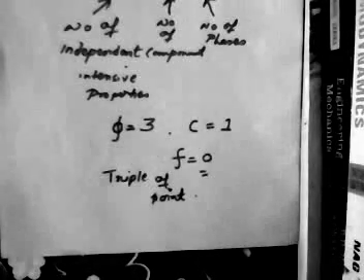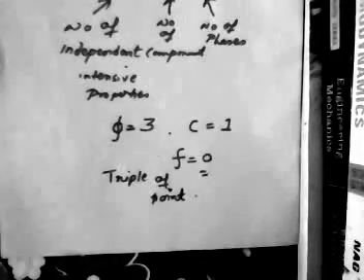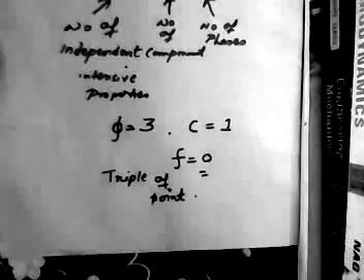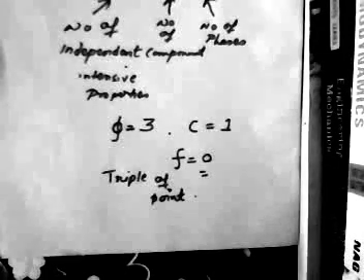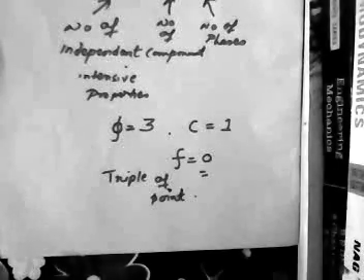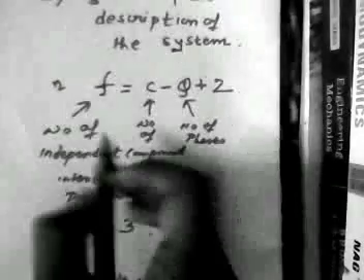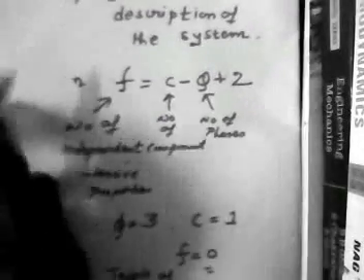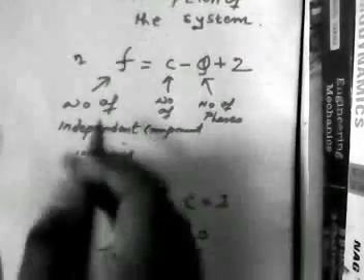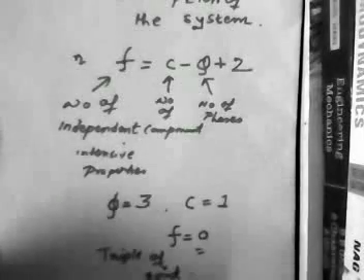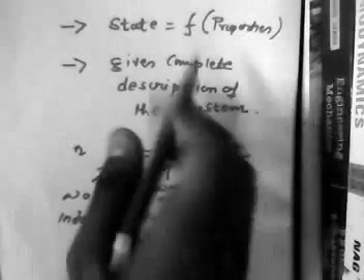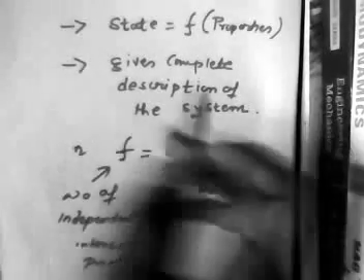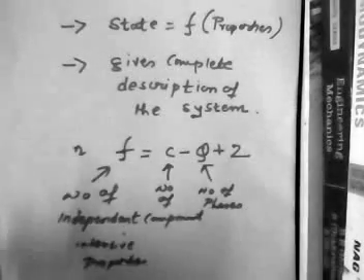The temperature and pressure are fixed, as you can see on the P versus T curve. So the triple point does not need any independent intensive property to define the system. This Gibbs phase rule shows the number of independent intensive properties needed to define the state of a system. So the state is basically a function of properties.